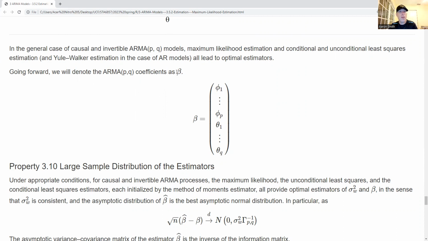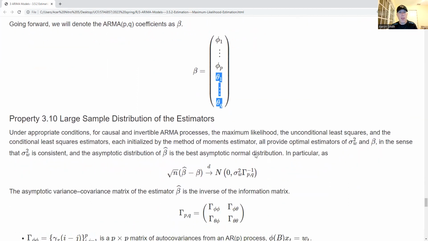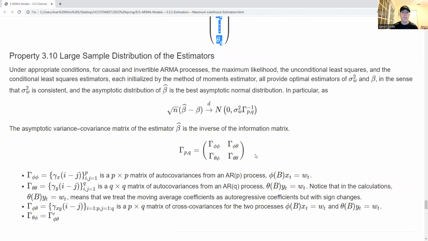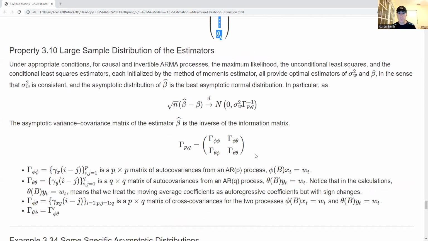All right, so let's go ahead and use beta to represent all the coefficients in our autoregressive moving average model. And so beta is the vector of coefficients. You'll notice I have my autoregressive coefficients, there's p of them, and then I have my moving average coefficients, there's q of them. Now, get ready for it. We're going to invoke the central limit theorem.